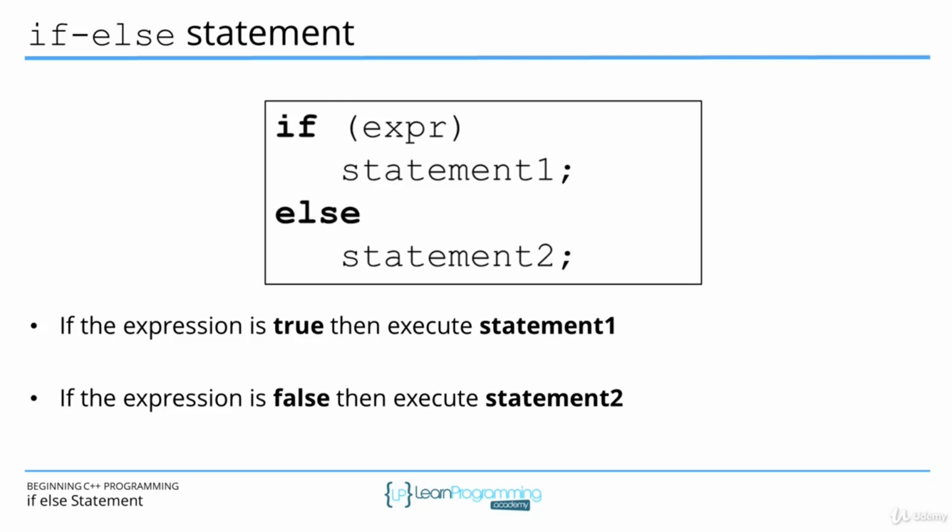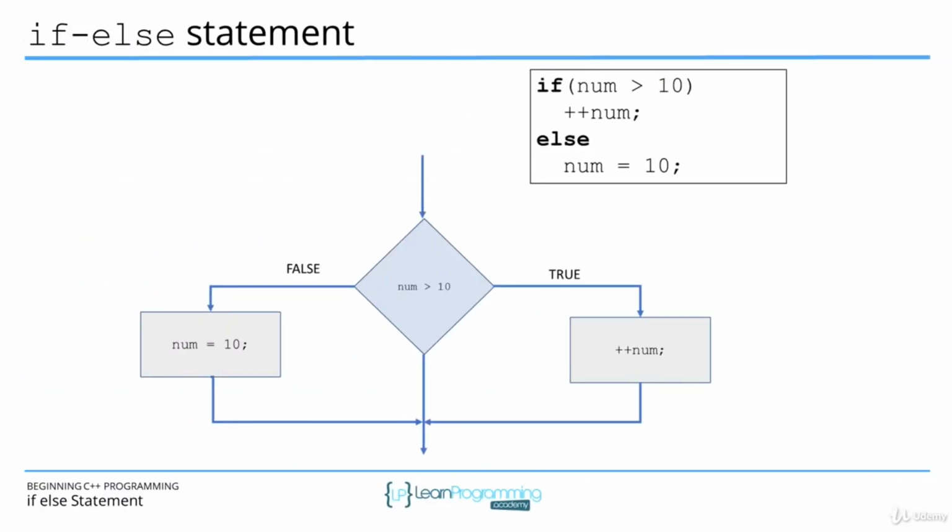I can't stress enough how important good indentation and style is. By simply looking at the construct, we can easily see both sections because it's indented properly. In this slide, you can see example code and the flowchart that visually shows the flow of control. The condition num greater than 10 is evaluated. If that's true, we increment num. If it's false, we assign 10 to num. In both cases, we then continue execution to the next statement.